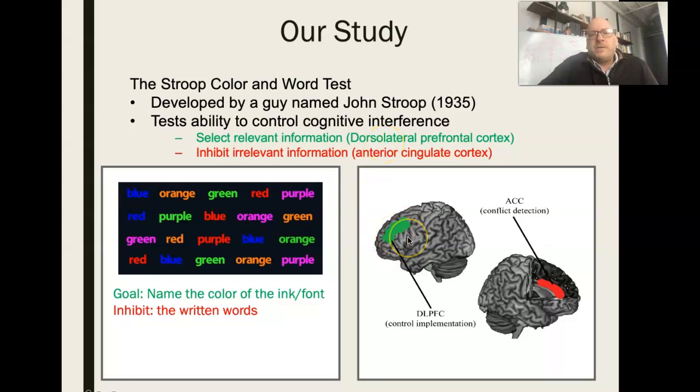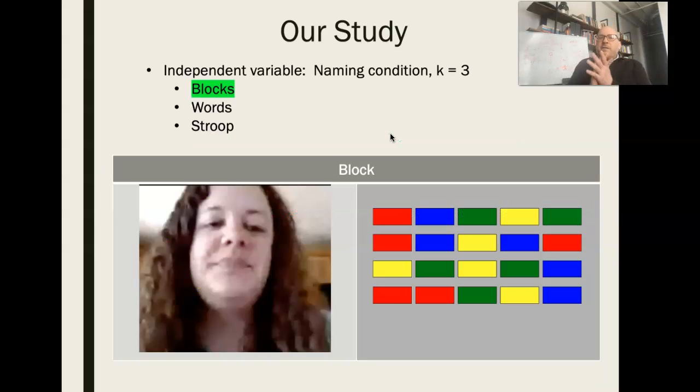It's also a way of sort of diagnosing the extent to which someone's brain disorder, brain damage, injury, stroke, that kind of thing might be affecting them. We're going to do this on people who we don't suspect to have any problems. So I developed 3 conditions, blocks, words, and Stroop, and I got 12 people to do this.